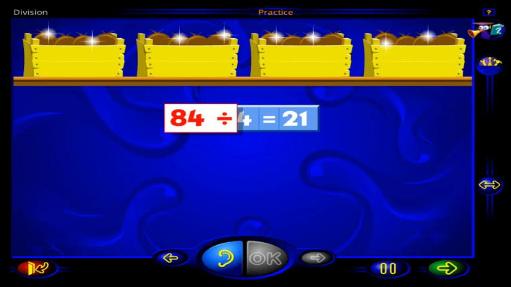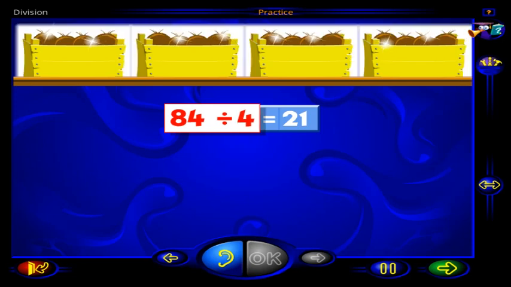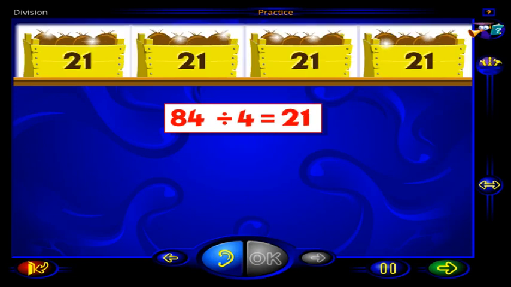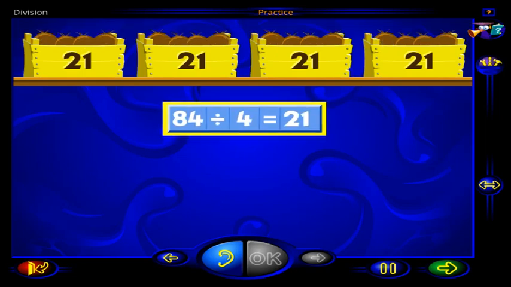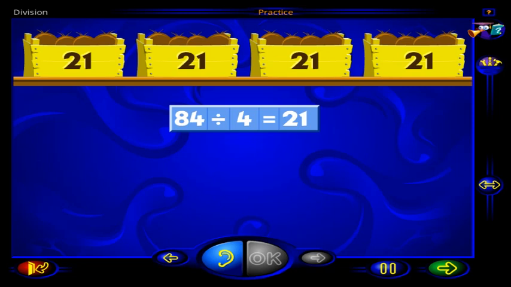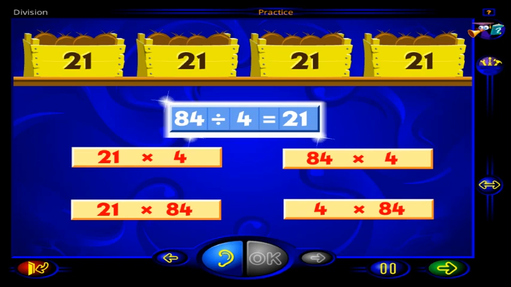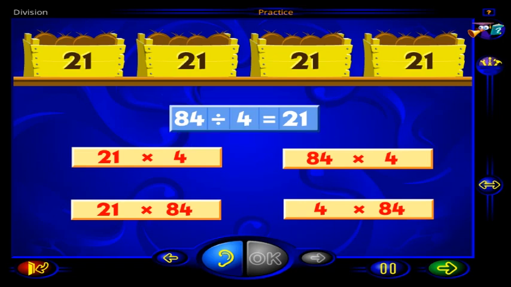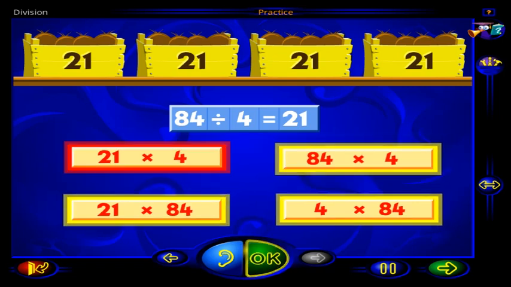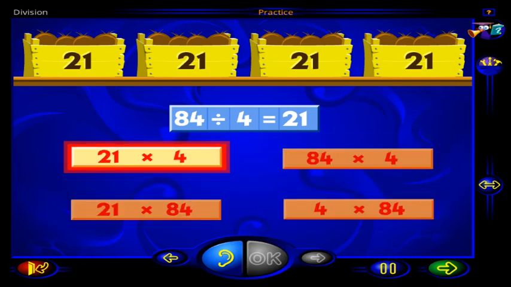84 coconuts were divided among 4 crates, so that there are 21 coconuts in each crate. This number sentence shows how the coconuts were divided. Which of these multiplications can we use to check this division? Click on the multiplication, then click OK. That's right. You can use this multiplication to check the division.